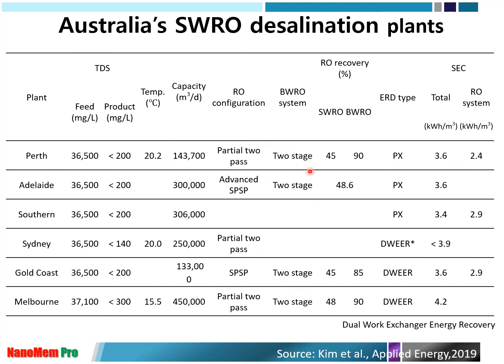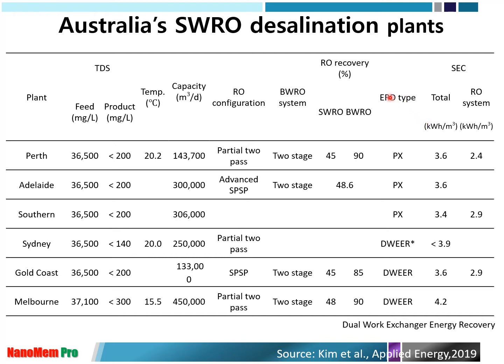Also, most of them utilize a two-stage first RO and then a BWRO system, with RO recovery of 45% in the first pass. In the second pass, because the RO permeate already has a very low TDS, they utilize around 90% BWRO recovery.